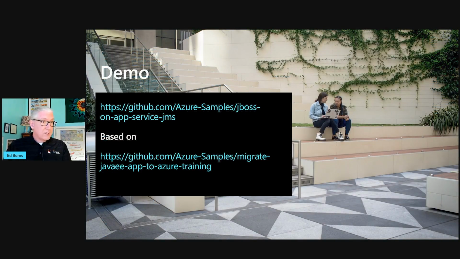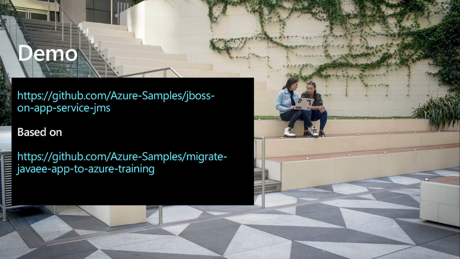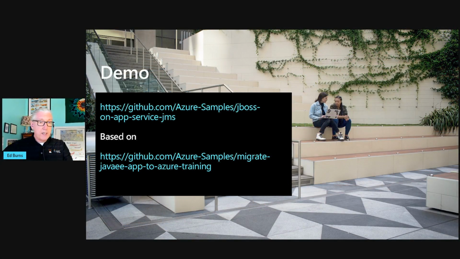If you want more details, I do encourage you to go and check out the code yourself, which is on the slides right here, the JBoss on App Service JMS. And that demo itself is based on a much more detailed, complete migration experience that my colleague was instrumental in developing. And that is this one, Migrate Java EE App to Azure Training. So I would recommend you start with the first one, and if you're still interested, you can take a look at the second one. Now let's take a look at some of the concepts that are enabled in this demo.